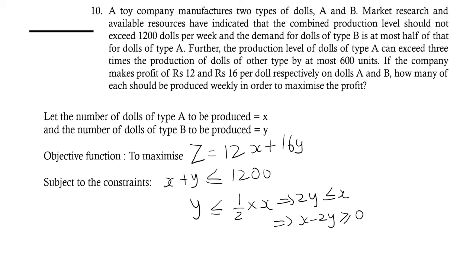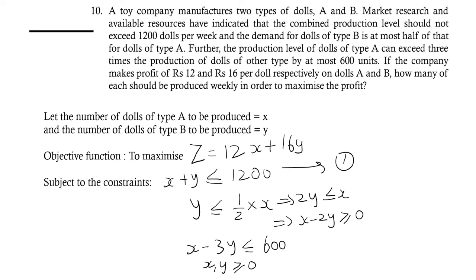The next constraint is, further, the production level of dolls of type A can exceed 3 times the production of dolls of the other type by at most 600 units. That is, x can exceed 3 times y by how many units? At most 600 units. So x minus 3y less than or equal to 600. So these are the constraints. Then we have the non-negative constraints x, y greater than or equal to 0.